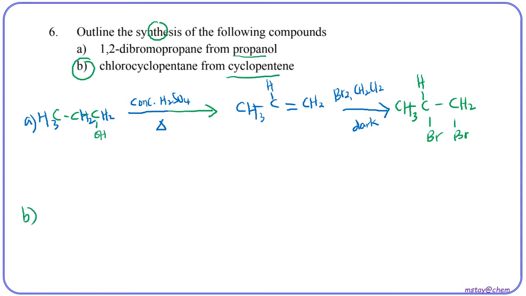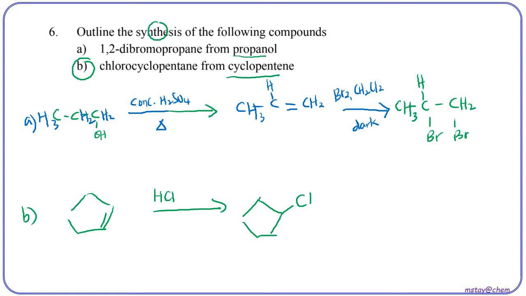From the cyclopentene, and then produce chlorocyclopentane. So for this one, it will be very simple. We can just add HCl and then break the bond, because both carbons have 2 hydrogen, so we no need to consider the Markovnikov rule, so we can just add in Cl.